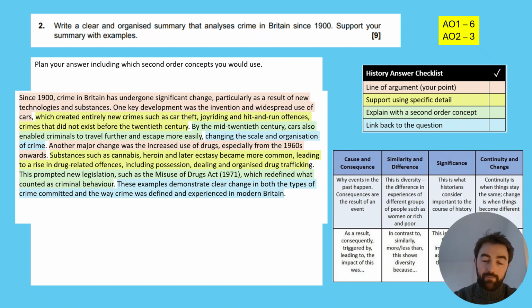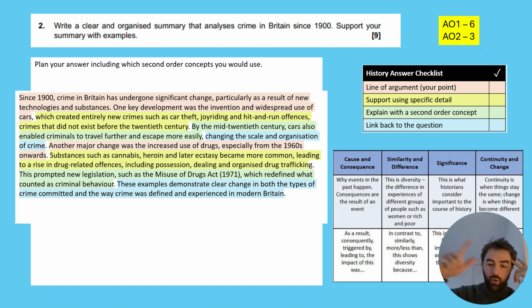After that, the author says, by the mid-20th century, cars also enabled criminals to travel further and escape more easily. There's that explaining with a second order concept. Now, when you're thinking, what even is that second order concept, it might be a bit of a confusing term for you. But the way I describe it is, the first order is the fact that immediately jumps to your head. Like, if someone just says to you, analyse crime in Britain since 1900, you might think of cars. You might think of car theft, joyriding, and hit and run offences.